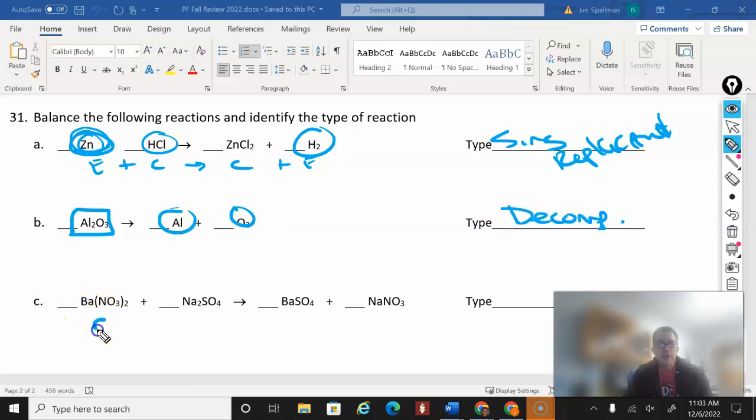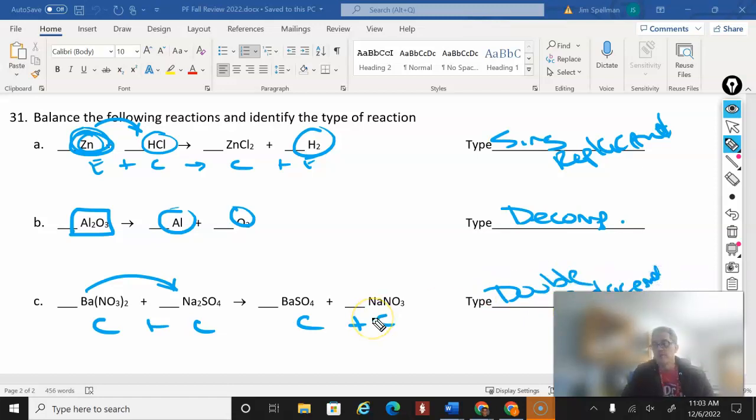C, I've got a compound and a compound turning into two more compounds. This is real similar to the single replacement because in the single replacement, zinc and hydrogen switch places. In this one, barium and sodium switch places. So this is also a replacement, but it's a double replacement. And remember, metals replace metals, nonmetals replace nonmetals.